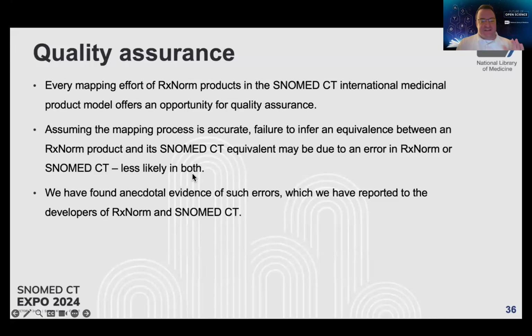Okay, so this is where we get into quality assurance. Every mapping effort of RxNorm products in this IDMP offers an opportunity for QA. Assuming the mapping process is accurate, failure to infer an equivalence between an RxNorm product and its SNOMED CT equivalent may be due to an error in RxNorm or SNOMED CT, but less likely in both. So we found anecdotal evidence of such errors, and we report it to developers of RxNorm and sometimes the SNOMED CT, but we haven't gotten SNOMED CT to the table yet until we take care of our own data.